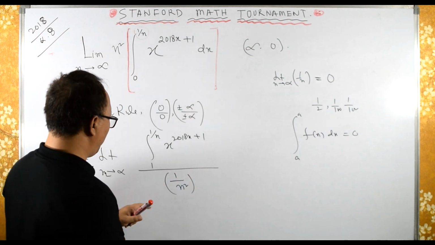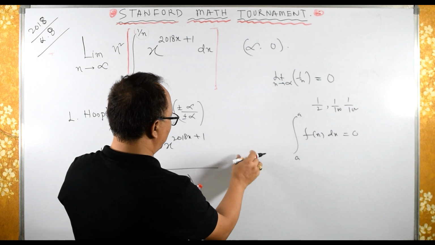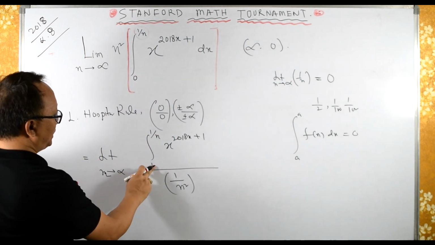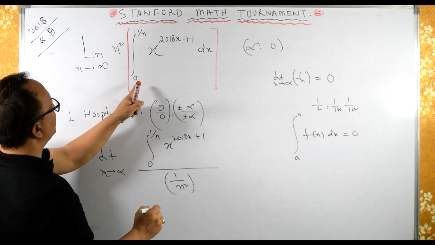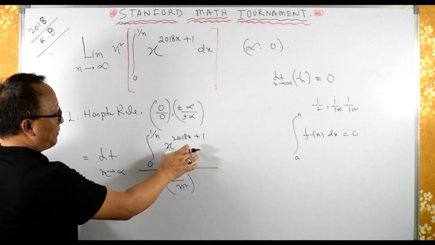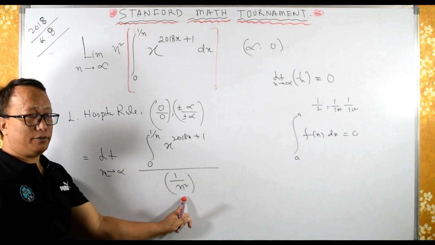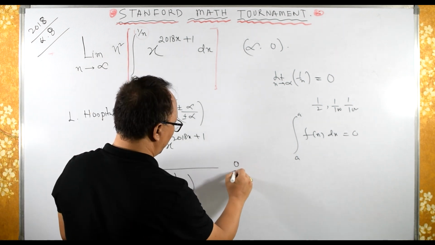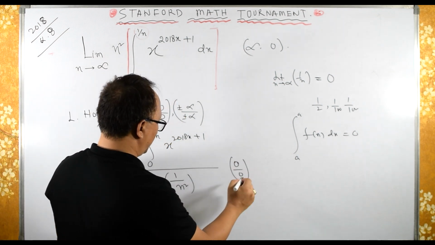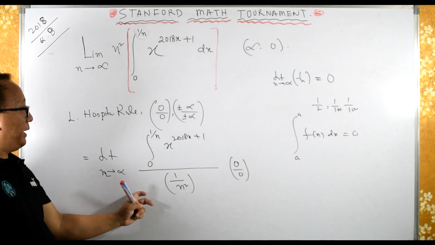Now it is of the form 0 upon 0. The integral is 0, since the limits are 0 to 1 by n, so this becomes 0 when n tends to infinity. When n tends to infinity, this denominator also becomes 0. It is of the form 0 by 0. Now we can apply L'Hospital's rule.